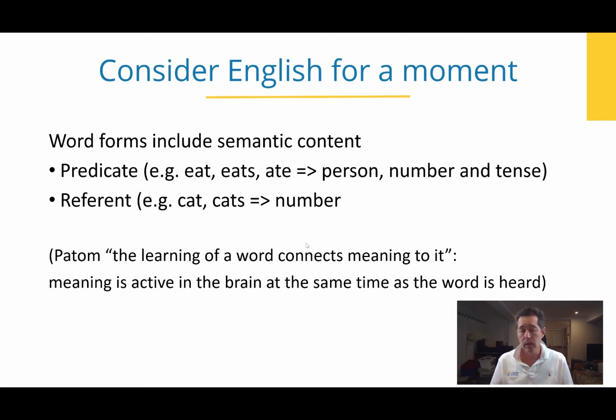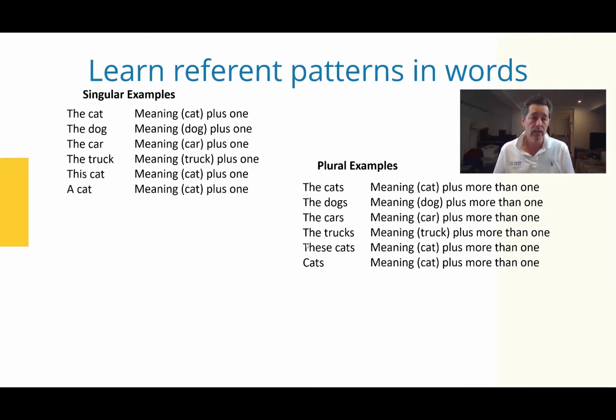So we'll now look at how you go about learning that type of pattern. On the left-hand side, we've got some singular examples: the cat, the dog, the car. On the right, we've got plural examples: the cats, the dogs, right the way through to cats. And in order to learn that takes children a year or so, I think, to start to get to use these correctly.